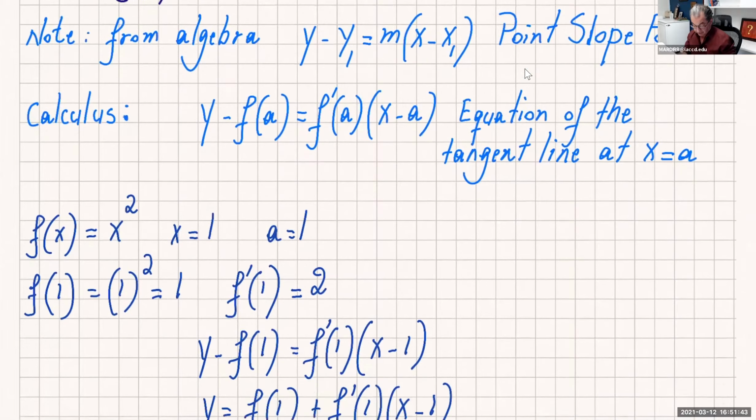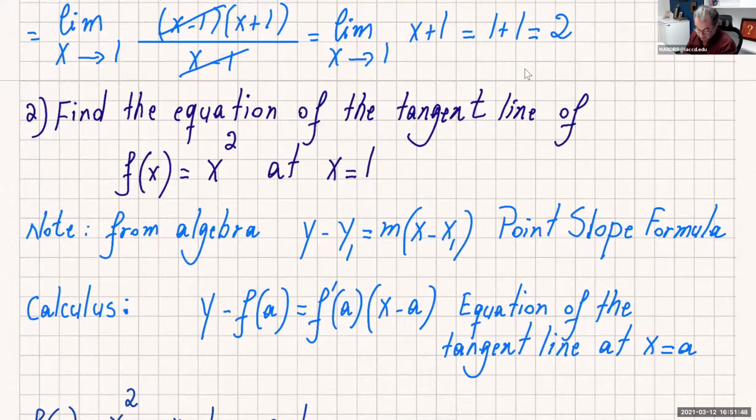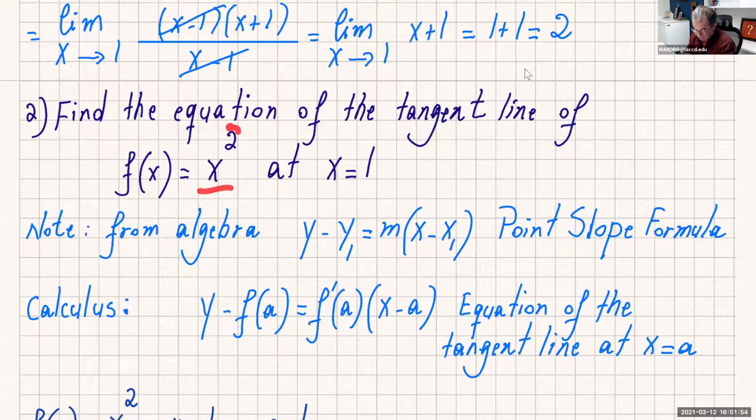Now, the second part of this problem says find the equation of the tangent line of f of x equals x squared, same function, at x equals 1. So just a note here, from algebra, we learned that the equation of the line can be found by using the point slope formula: y minus y1 equals m times x minus x1.